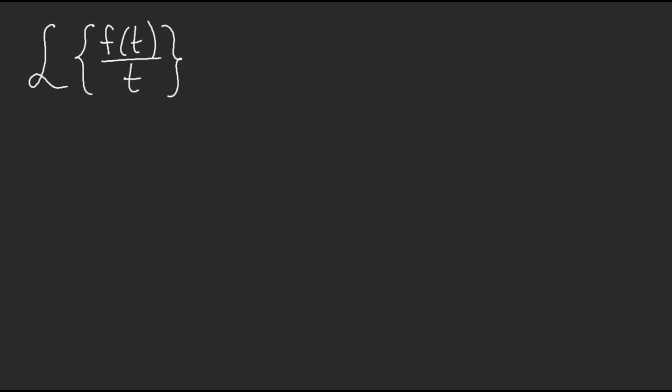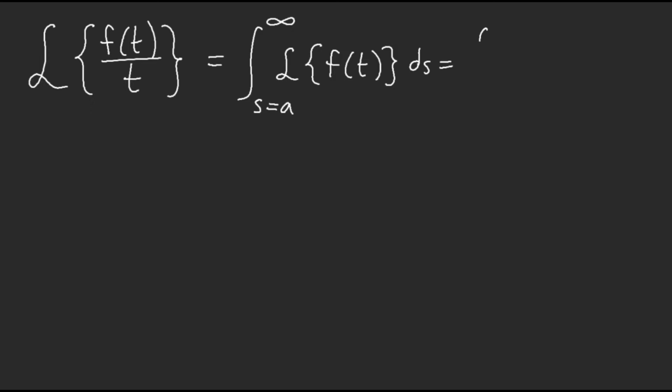For this one, this is equal to the integral from s equals a to infinity. So you're technically integrating the Laplace transform of f of t, F of s, according to ds. Instead of differentiating, we now integrate our F of s ds. And some of you probably already see how this works as a mechanism, right?